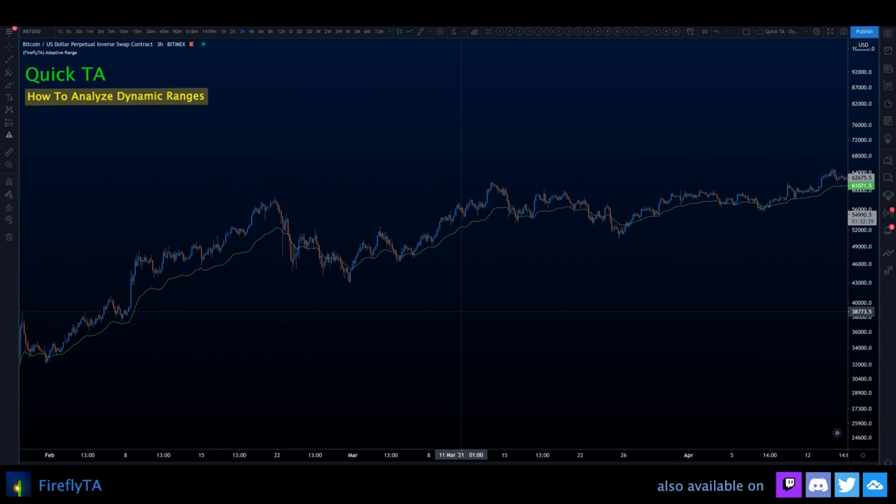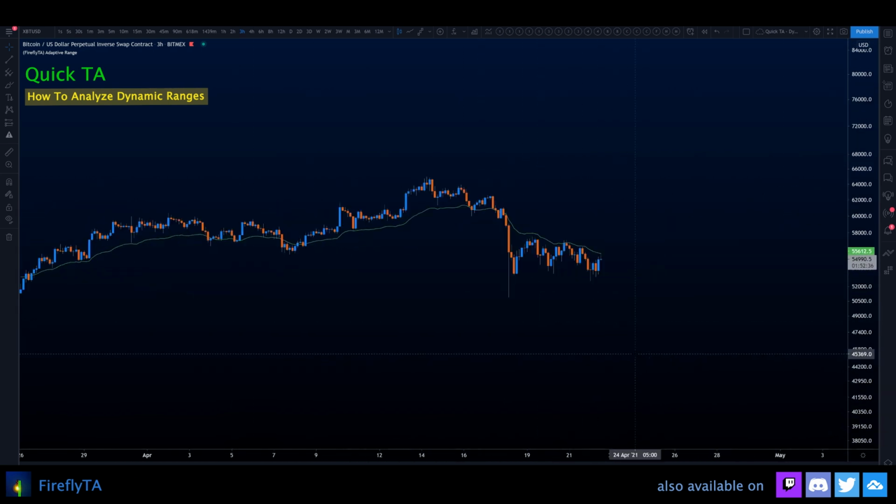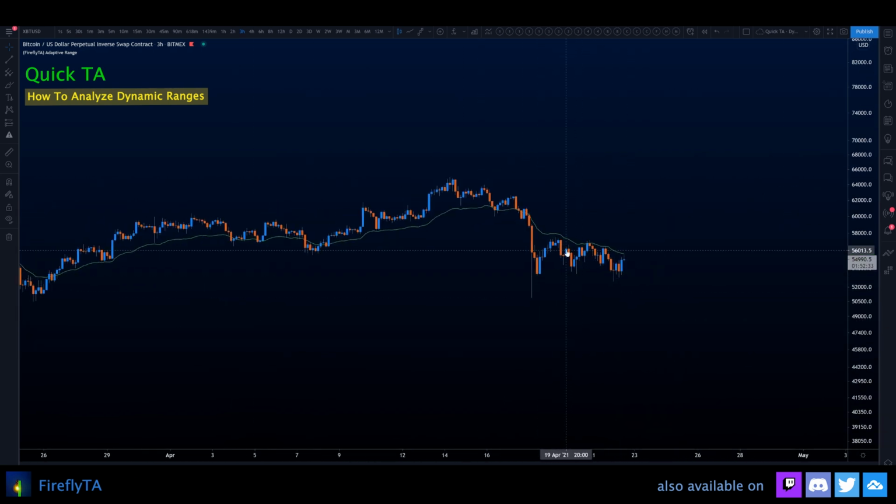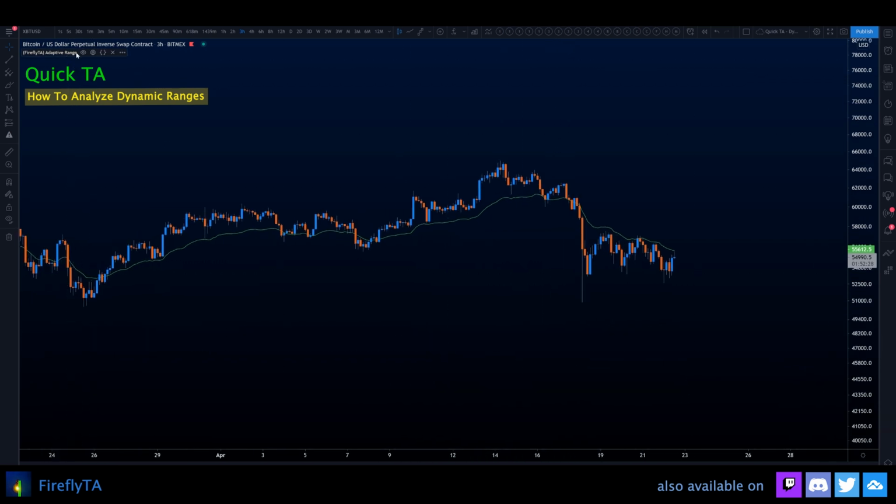So this is about the center of gravity. Gravity, it's pulling price to it, so it has gravity. This is why I'm calling it that.